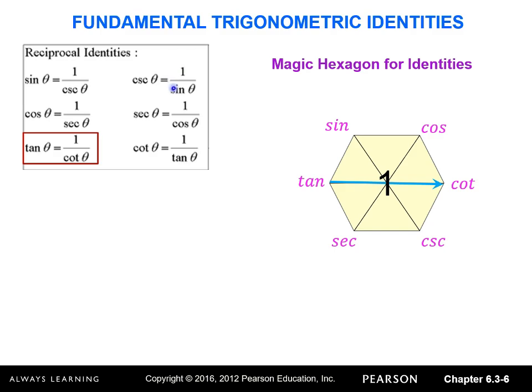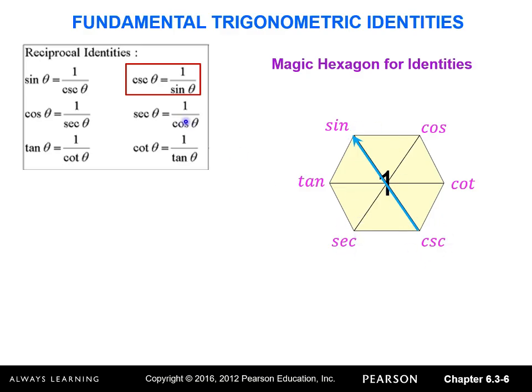Now, these three remaining reciprocal identities are derived from the first three. Since sine and cosecant are reciprocals, cosecant is equal to 1 over sine, and sine is equal to 1 over cosecant. To show this in the magic hexagon, cosecant is 1 divided by sine, so we will have an arrow here. Cosecant is 1 over sine.